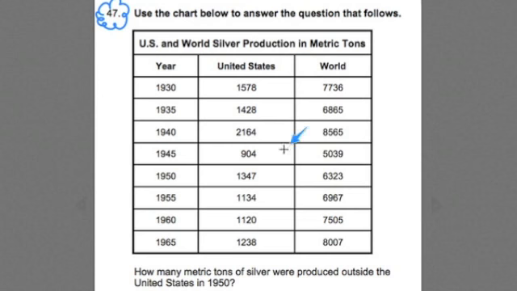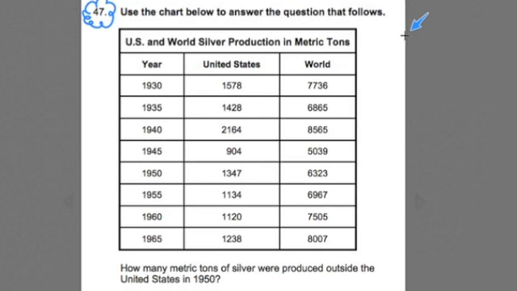First thing you want to do, it says here, use the chart below to answer the question that follows. That first step is you should be doing it automatically, looking at this chart and pulling out key information. Like, what does it say in the title? What's the scenario presented just in the title? Well, it's talking about U.S. and world silver production in metric tons. Okay, so we're looking at the production of silver in the United States and collectively in the world. All right, and then we have years, what was made in the United States during those years, and what was made collectively in the world.